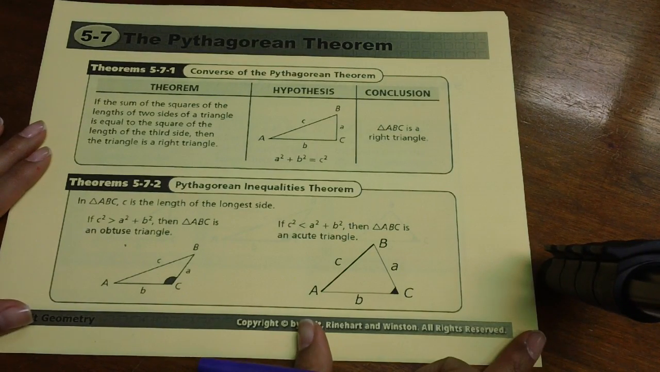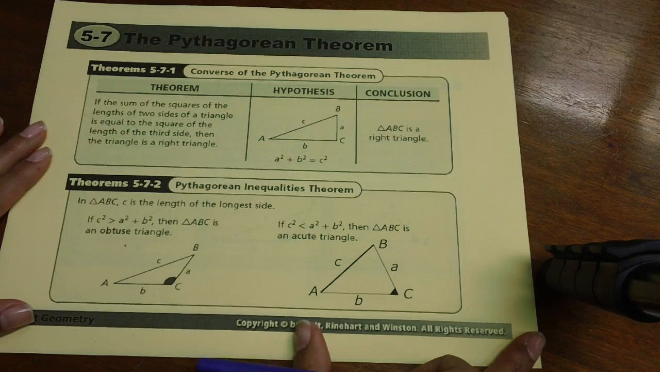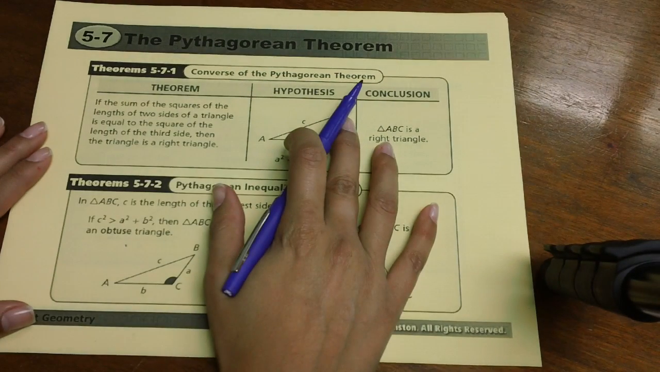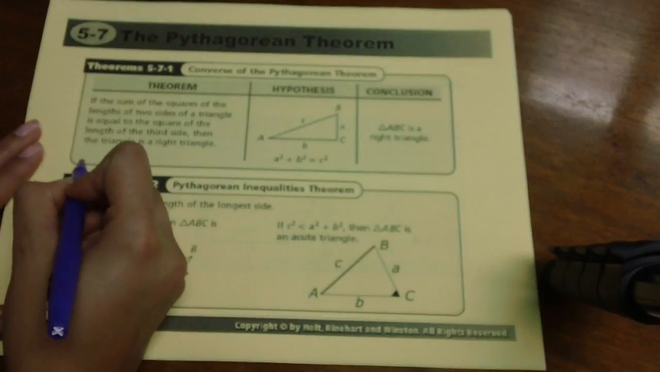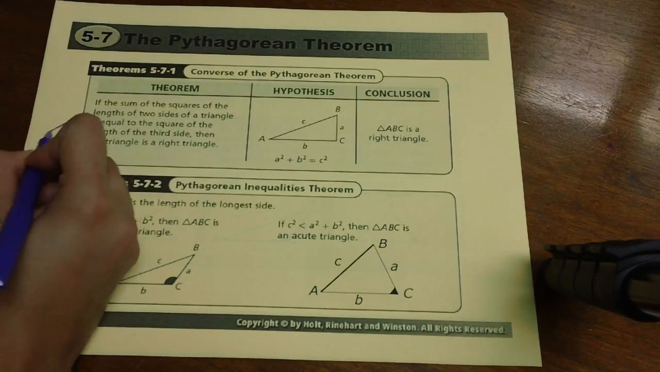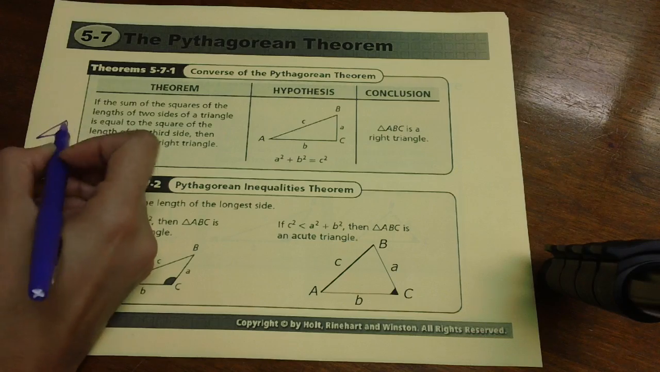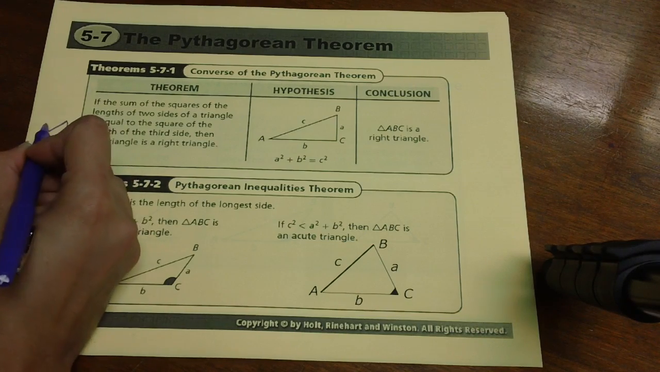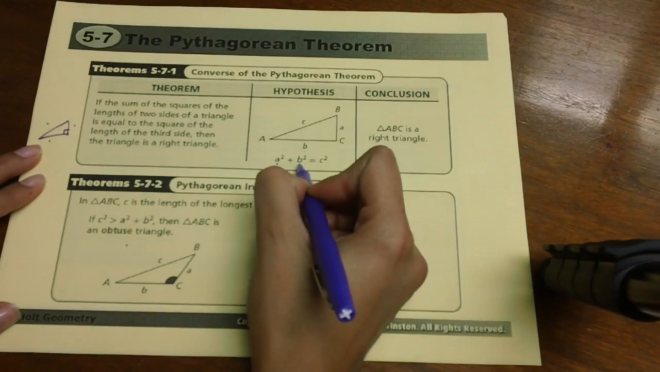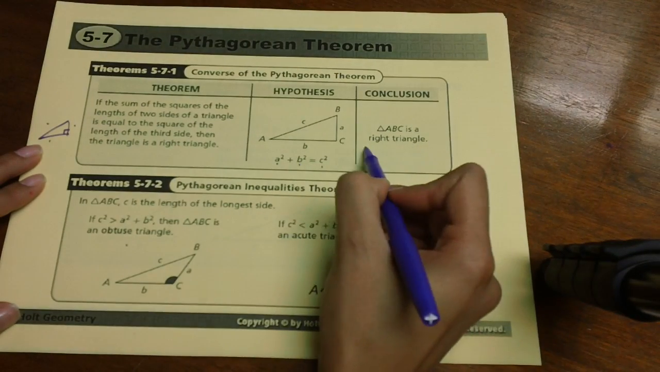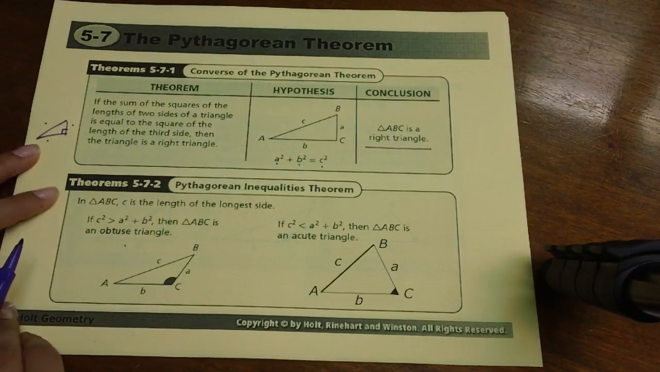Alright, so here are your two theorems for this section. It's the converse of the Pythagorean theorem, which means the Pythagorean theorem says that if I have a 90-degree triangle, then a squared plus b squared will equal c squared. The converse says if a squared plus b squared equals c squared, then I have a right triangle.